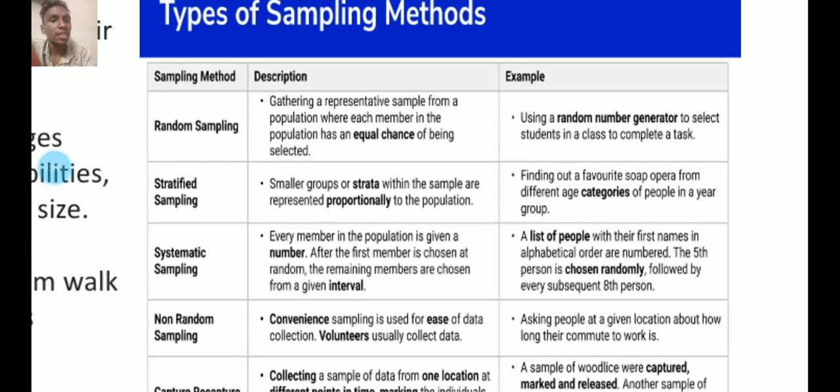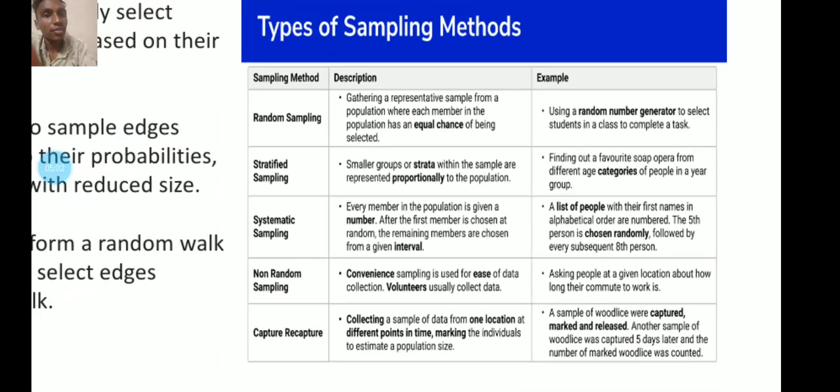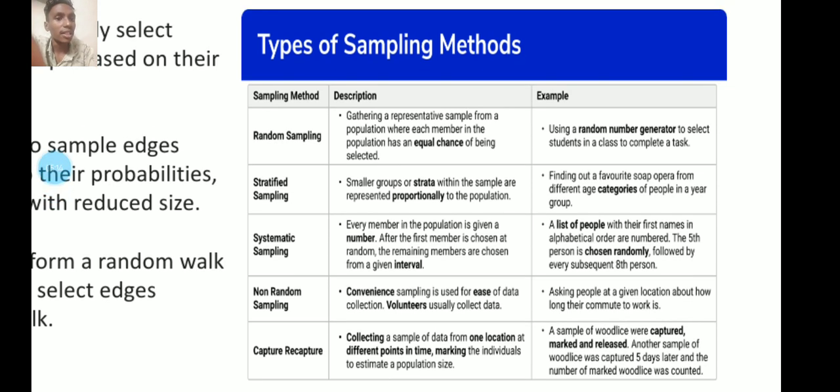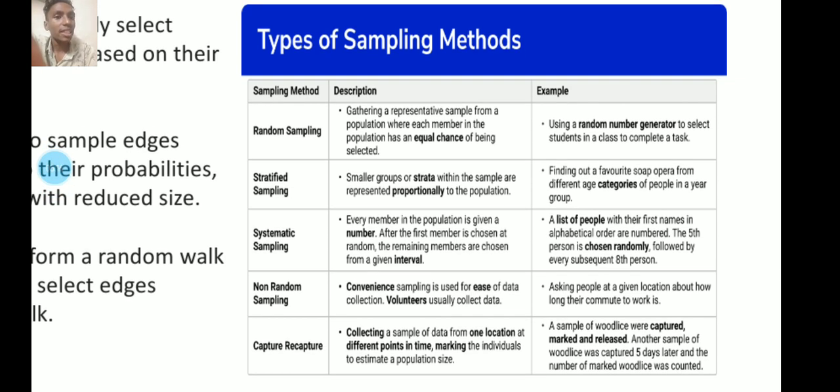Types of sampling methods. Here we have the types of sampling methods. First one is random sampling, then stratified sampling, systematic sampling, non-random sampling and convenience sampling. Description: gathering a representative example from a population where each member of the population has an equal chance of being selected. Example: using a random number generator to select a student in class to complete a task.